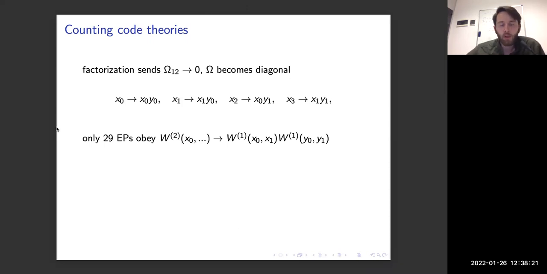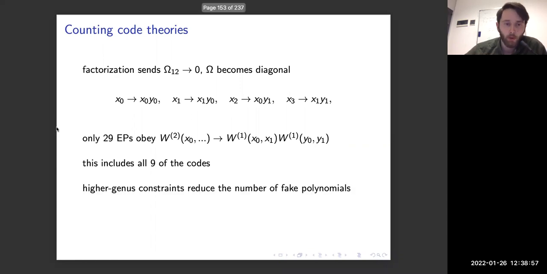And we find actually that only 29 enumerator polynomials obey this constraint. This 29 is a subset both of 165,000 and of 190. What I mean is only 29 of 165,000 genus 2 polynomials factorize, and they factorize into a subset of 29 genus 1 polynomials, a subset of the 190. And as a good check, this list includes all 9 of the codes, you know, the theories that actually come from codes. So our conclusion is that the higher genus constraints reduce the number of fake polynomials.